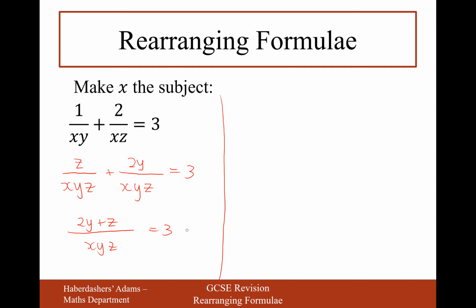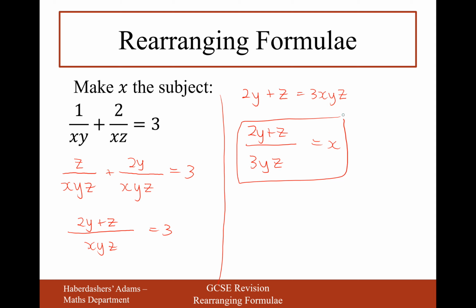Then let's create it all into one straight horizontal line. So I'll multiply the denominator onto the right-hand side. So it'd be 3xyz. Then we just need to make x the subject, so I'm going to divide by everything that's surrounding the x, so it's going to be 2y plus z divided by everything that's being multiplied onto x, that's the 3, the y, and the z equals x. And there we are, that's the answer to this question.